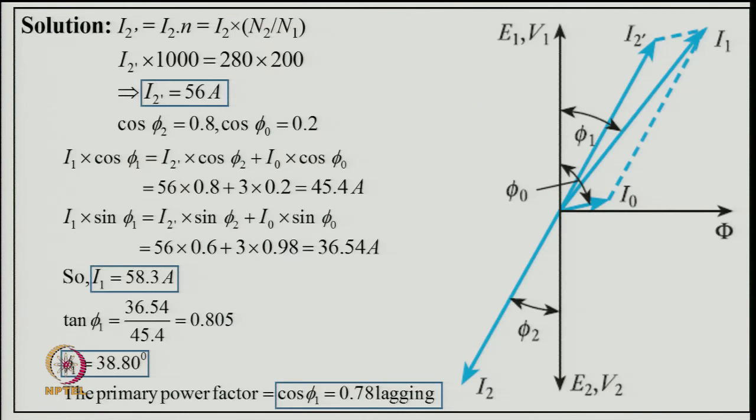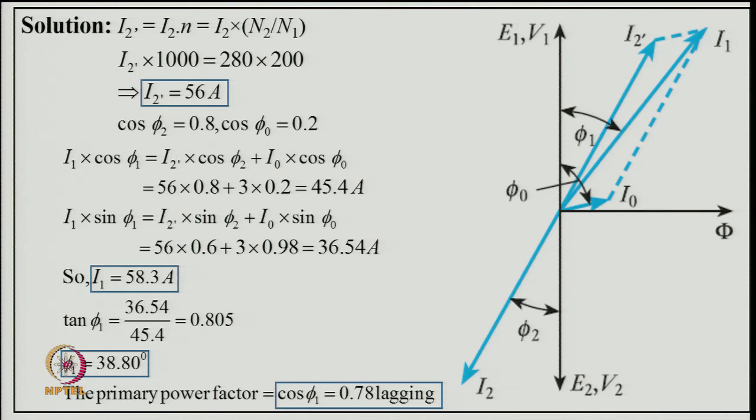So, now coming to the phasor diagram. I2 dash equals I2 into N, that is I2 into N2 upon N1. So, I2 dash into 1000 equals 280 into 200. So, I2 dash will be 56 ampere. The secondary side current of 280 ampere is transferred as 56 ampere on the primary side, and cos phi 2 equals 0.8 and cos phi 0 is 0.2.